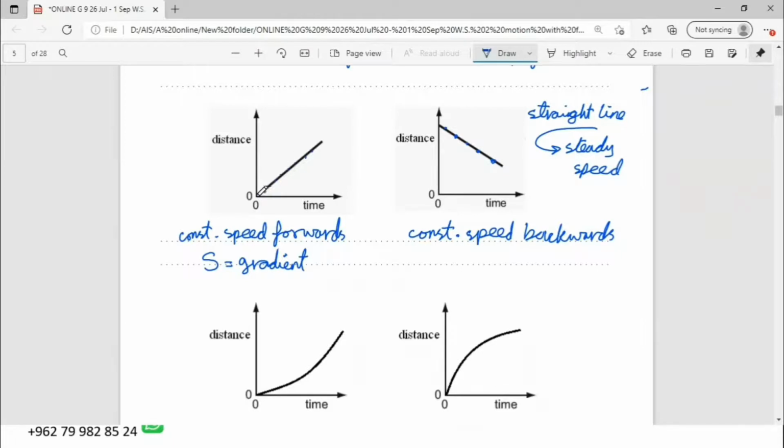Which one is faster? A or B? Which one is faster, A or B? The speed of A is greater than whom? Speed of B, correct, because the line is what? Is steeper. It covers more distance, higher distance, more distance during the same time for B. So A travels with faster speed during what? The same time. Okay, good?